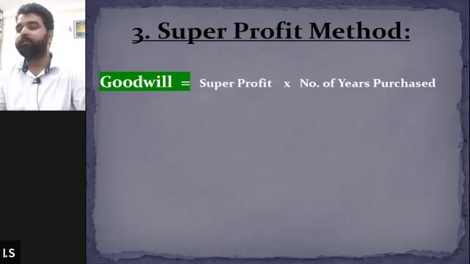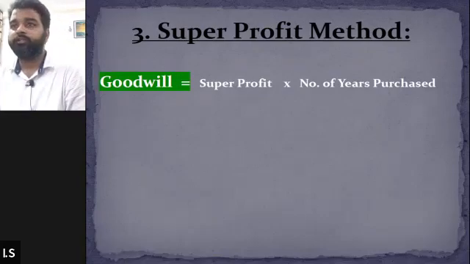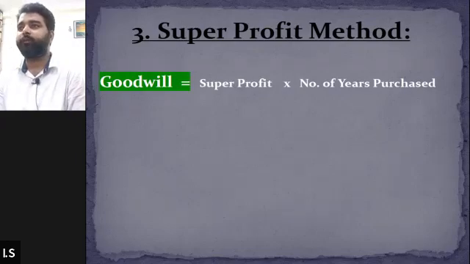Until now, we have discussed the average profit method, and then the weighted average method. So till now, we discussed two methods of the valuation of goodwill. In today's session, we will be talking about the super profit method of the valuation of goodwill. And if time allows, we'll discuss one more method, which is the capitalization method. But let's start with the super profit method first of all.